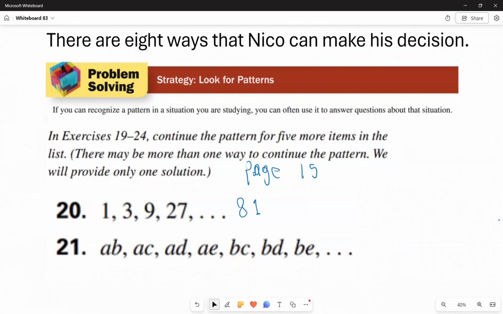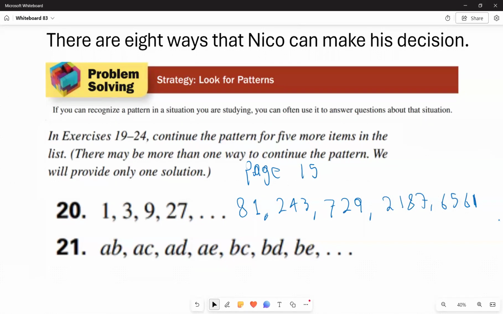Now, number 21 could happen in different ways. I'm just going to give you the solution that is in the back of the book. We have AB, AC, AD, and AE, and then BC, BD, BE. So one possibility could be this. Oh, 5 more items. Actually, we're not done. 5 more items: 81 times 3 is 243. 243 times 3 is 729. 729 times 3 is 2,187. And 2,187 times 3 is 6,561.